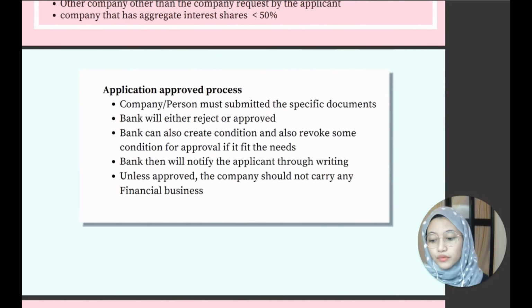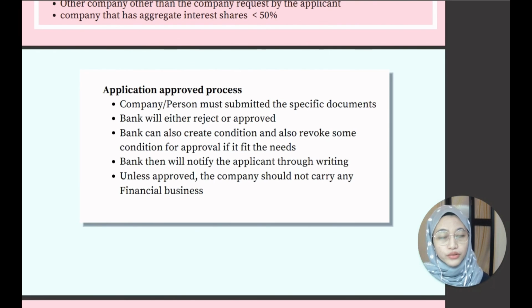Next is the approval of application as a financial holding company. To be a financial holding company, the person or the company must submit the specific documents that the bank requires. Next, the bank will then assess the company's application to see if it meets the requirements that the bank has set up. If the bank is satisfied with the application, the bank may approve the application with or without condition. And if the applicant does not fulfill the requirement, the bank will reject the application.